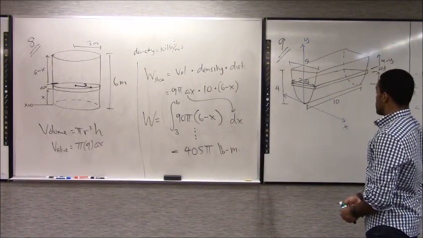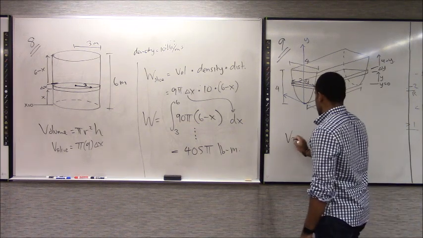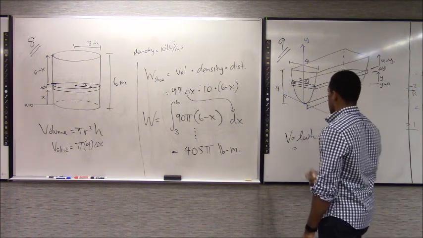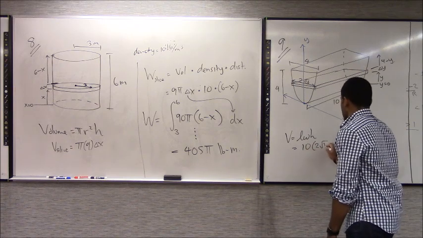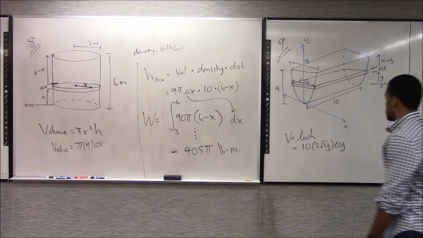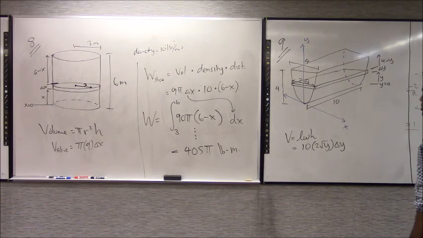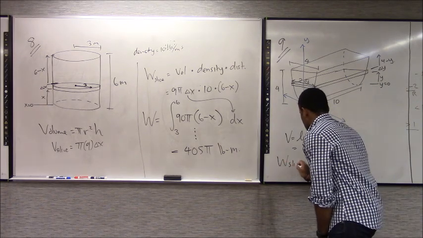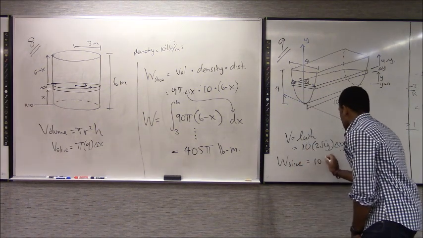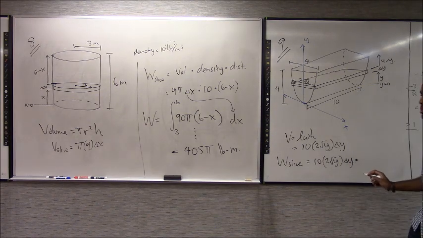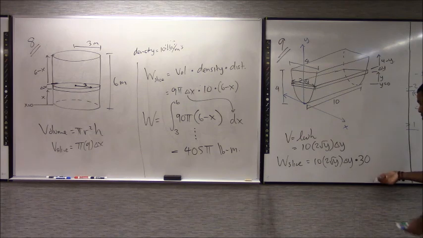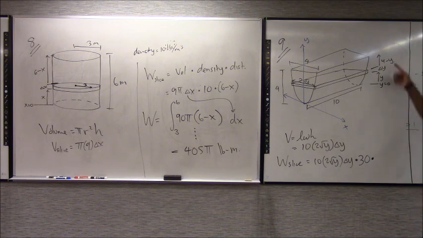So write out the volume is equal to the length times width times height. And that means it is equal to 10 times 2 rad y times dy, or delta y. And then the work of the slice is going to be equal to the volume times the density times the distance. Volume times the density, it's 30 pounds. And that's already given in pounds, so we don't need to multiply by gravity or anything to change the units. And distance is going to be 4 minus y.